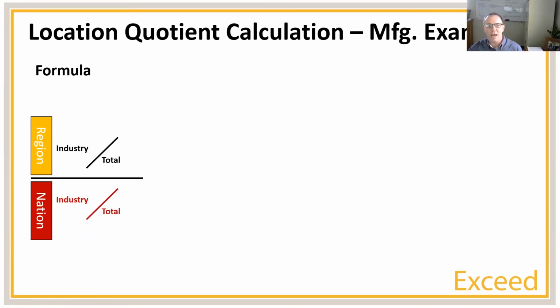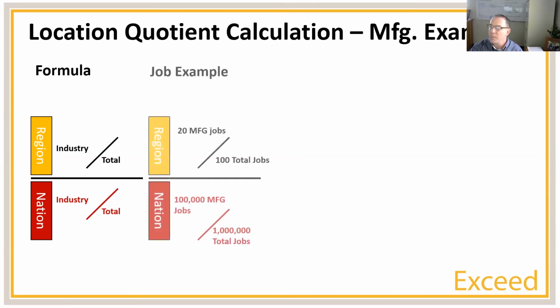So location quotient calculation is really a very simple calculation. It's a calculation of the region's concentration versus the US. So this is a manufacturing example. You have industry employment over total employment in the region over national industry employment and national total. So, for example, in this region, let's say we had 20 manufacturing jobs out of 100 jobs. In the nation, let's assume we had 100,000 manufacturing jobs out of a total of 1 million jobs. These are obviously just made up numbers, but it goes to show the actual math here.